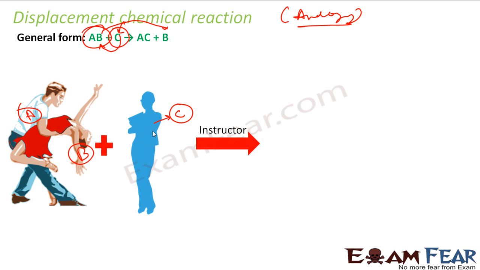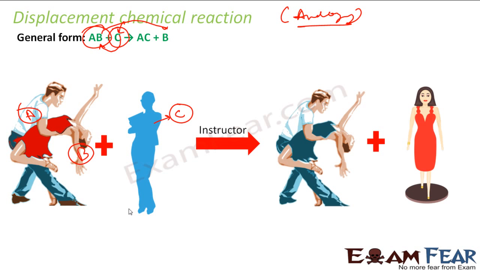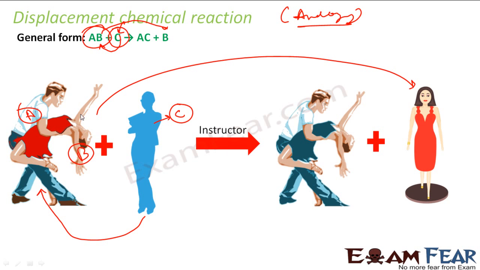Or an external factor is required. The external factor is supposed to be the instructor. Instructor says, dude, this lady is wearing a red dress and you are wearing blue. It won't look good on the stage. So why don't you swap? Then what happens? This lady swaps with this girl and this girl comes out here.